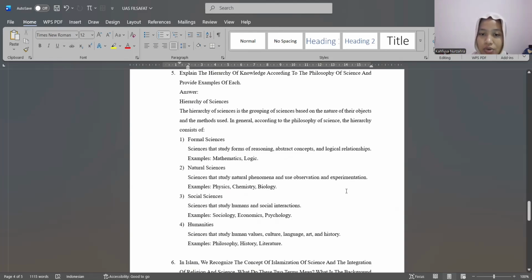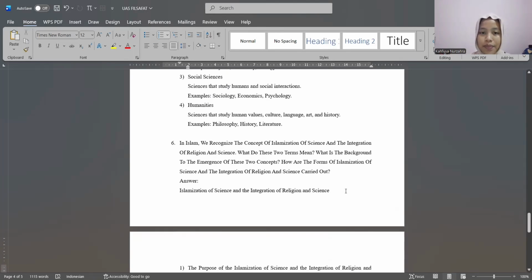2. Natural science. Science that studies natural phenomena and uses observation and experiment. Example, physics, chemistry, biology. 3. Social science. Science that studies human and social interaction. Example, sociology, economics. 4. Humanities. Science that studies human values, culture, language, art, and history. Example, philosophy, history, and literature.